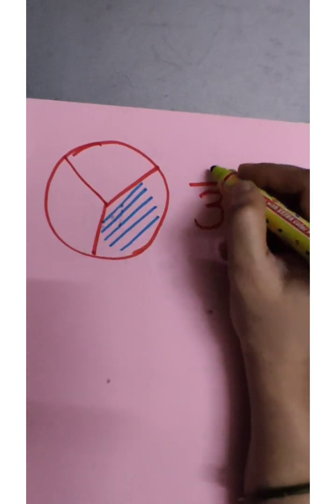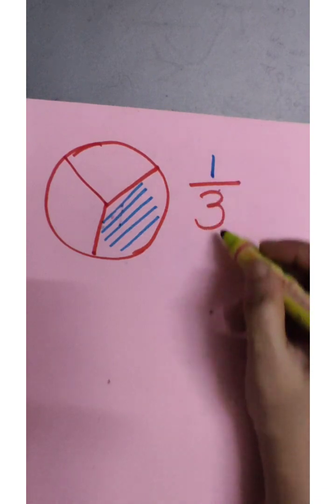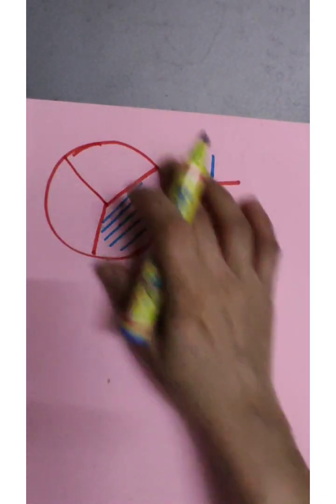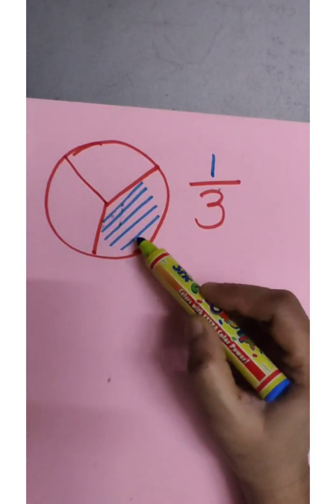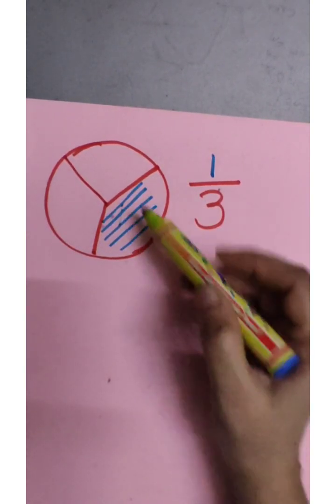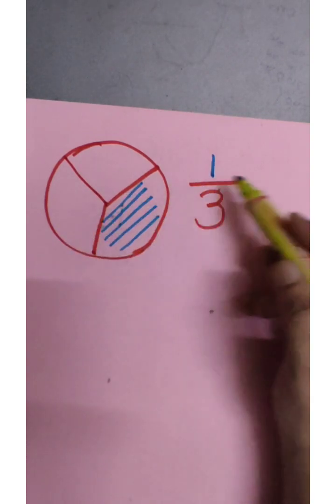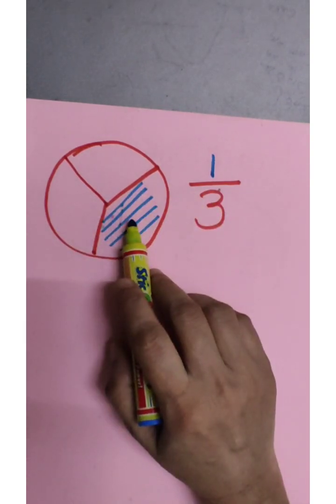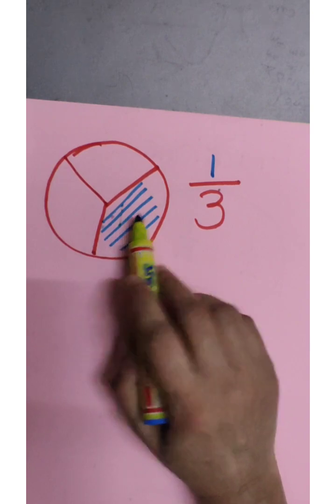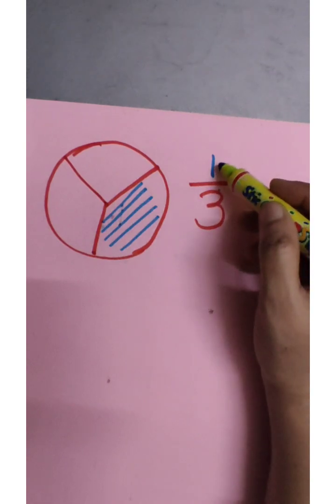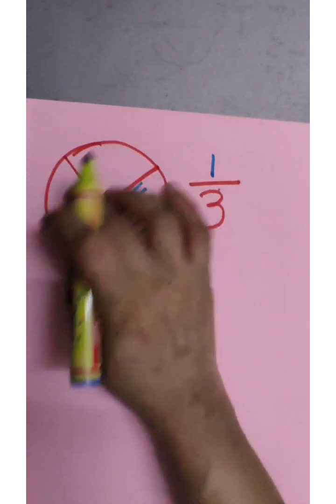So my fraction is 1 upon 3. Now in this figure, I have shaded 1 part and the rest 2 parts are unshaded. So the fraction formed with the shaded part is 1 upon 3. Out of 3 parts, I have taken away 1. Now what about the rest of the 2?